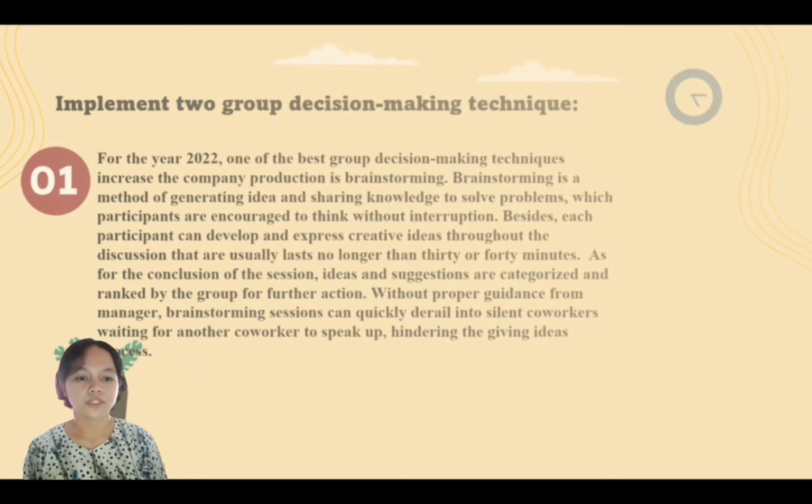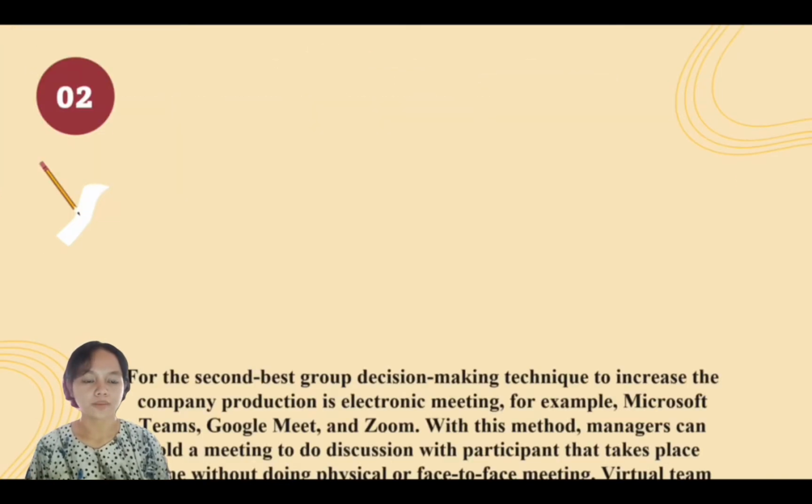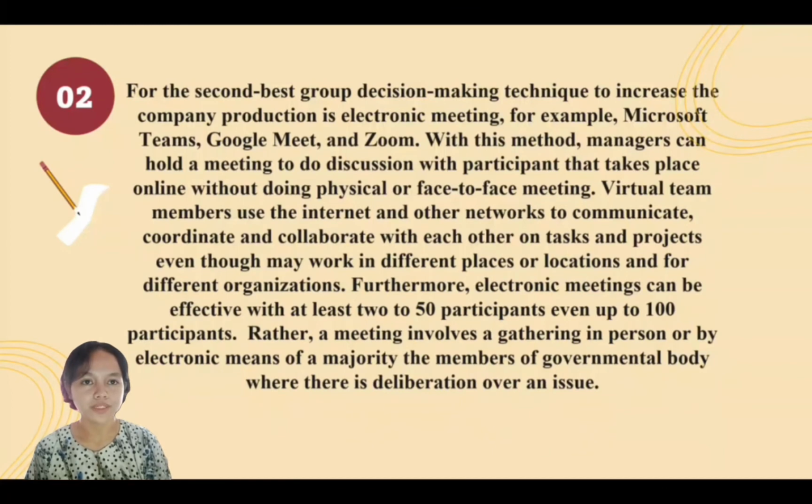The second group decision-making technique that we chose is the electronic meeting, for example, Microsoft Teams, Google Meet, and Zoom. With this method, managers can hold a meeting or discussion with participants online without doing a physical or face-to-face meeting. Virtual team members use the internet and other networks to communicate, coordinate, and collaborate with each other on tasks or projects even though they may work in different places or locations and for different organizations.